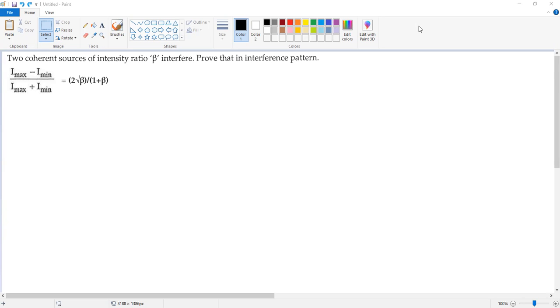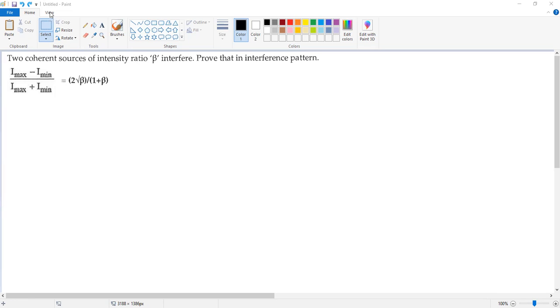This question is telling there are two coherent sources. The ratio of intensity is beta. If they interfere, prove that I max minus I minimum divided by I max plus I minimum is equal to 2 times root beta divided by 1 plus beta. This is very clear. The two sources are of different intensity, so different amplitude.